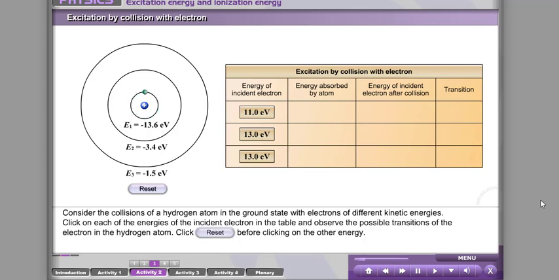Consider the collisions of a hydrogen atom in the ground state with electrons of different kinetic energies. Click on each of the energies of the incident electron in the table and observe the possible transitions of the electron in the hydrogen atom. Click the Reset button before clicking on the other energy.